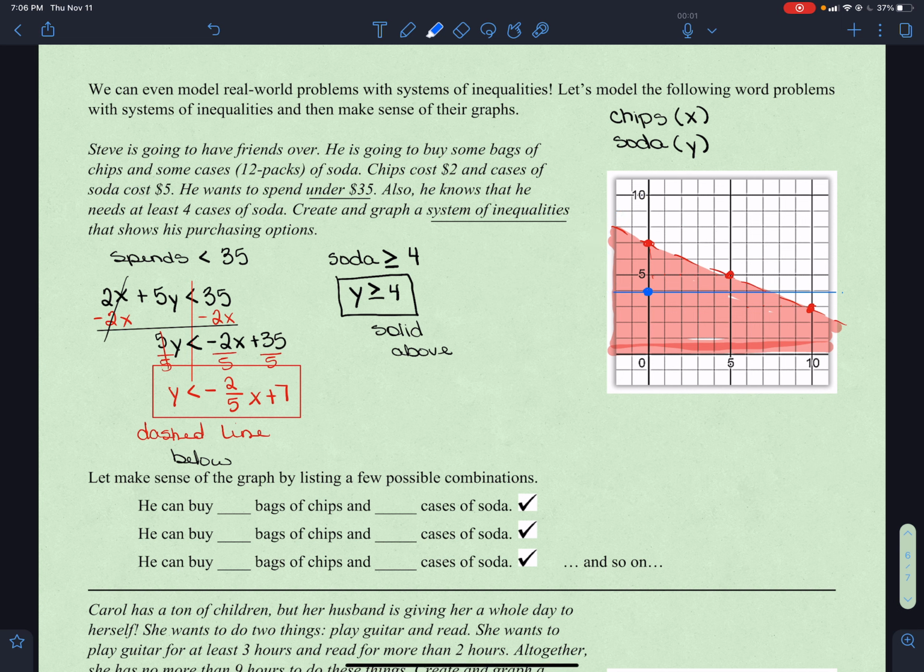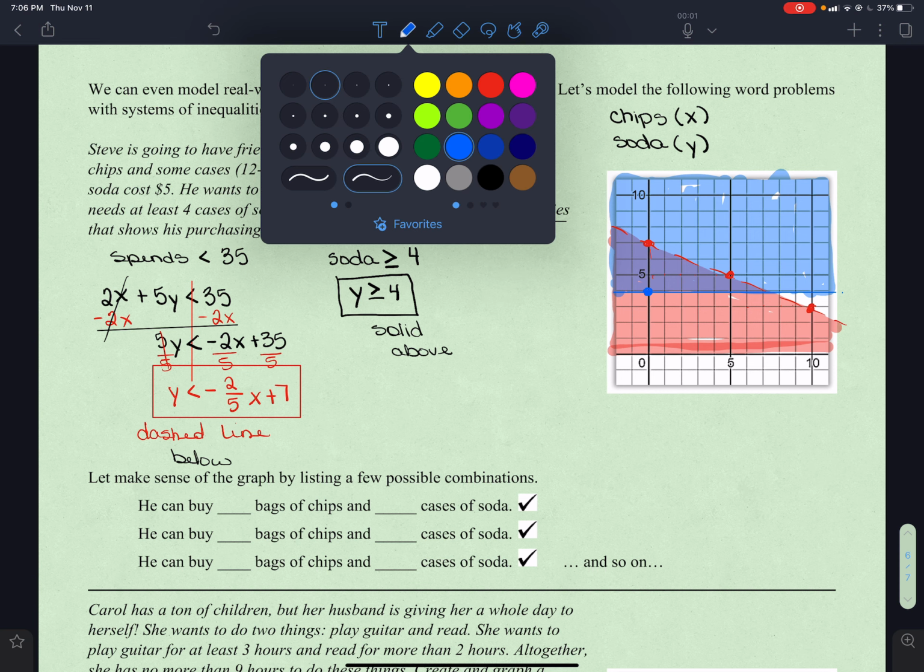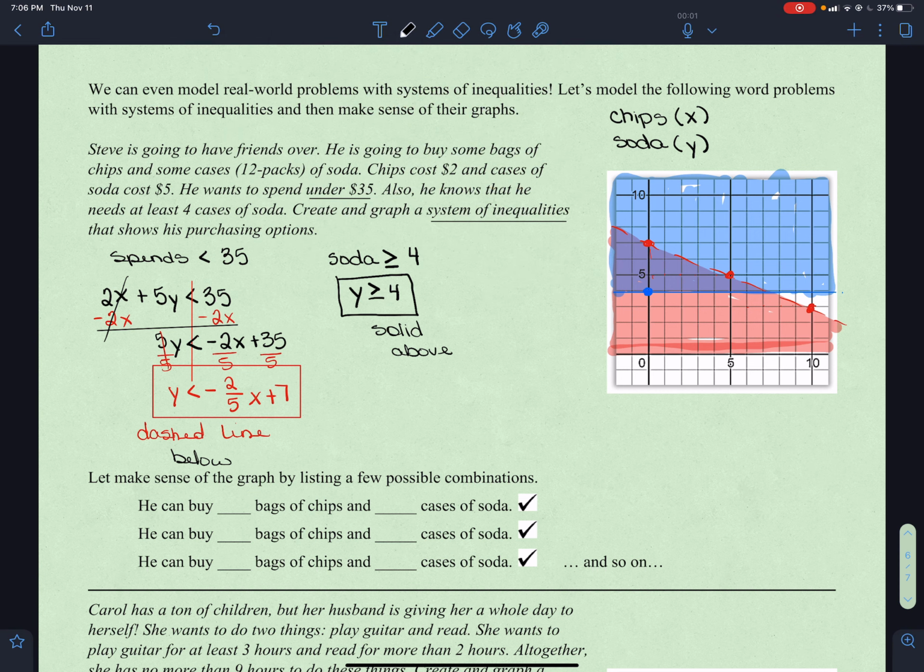Whoa, that's something new. Okay, and what we are looking for is the area where it overlaps, because those are the different possibilities where we can buy something. So when I'm looking at which places it overlaps, that is between this area here, this is a solid line, and this is a dashed line. This is the area that we're looking at where we can pick from.